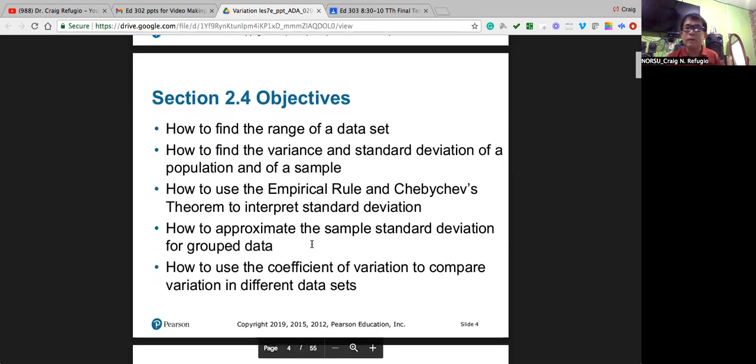So these are the objectives of this video. How to find the range of a data set, how to find the variance and standard deviation of a population and sample. Remember that in the previous videos, video number one and video number two, on measures of central tendency, I emphasized population and sample. How to use the empirical rule and Chebyshev's theorem to interpret standard deviation, how to approximate the sample standard deviation for grouped data, and how to use the coefficient of variation to compare variation in different data sets.